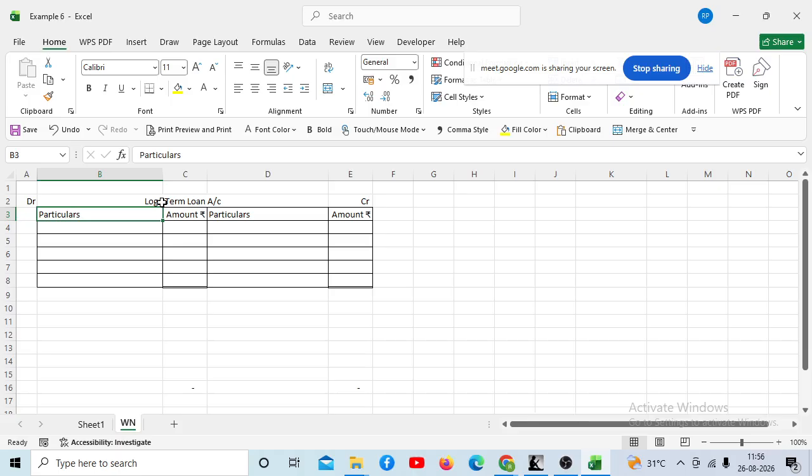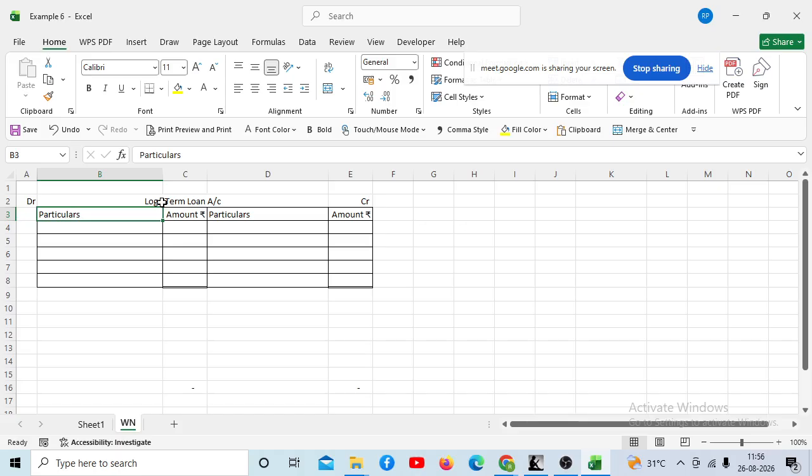What is the first heading? Asset, expense and loss. What is the normal balance? Debit. If it is increasing, debit side. If it is decreasing, credit side. Credit. Okay.